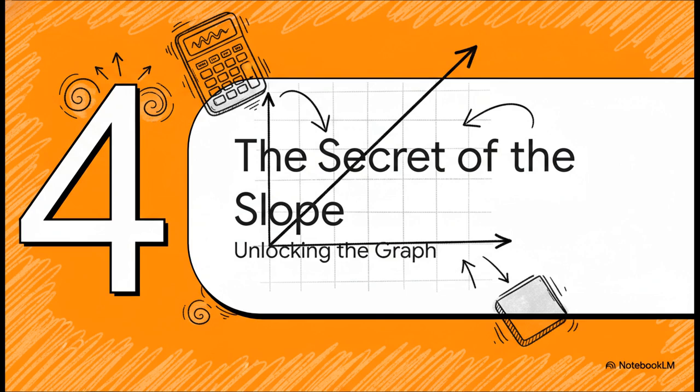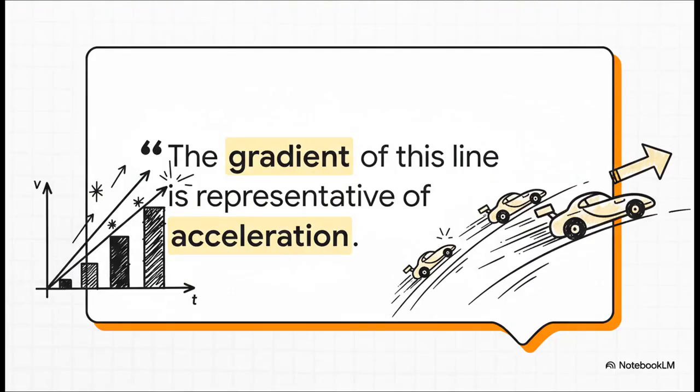This is where it all clicks. This graph isn't just a drawing, it's secretly a calculator. And the answer we're looking for, acceleration, is hiding in plain sight in the steepness of that line. This right here is the absolute key to everything. The steepness of that line, what mathematicians call the gradient or the slope, that is the acceleration. That's it. A really steep line means a really high acceleration. A less steep line means a lower one.